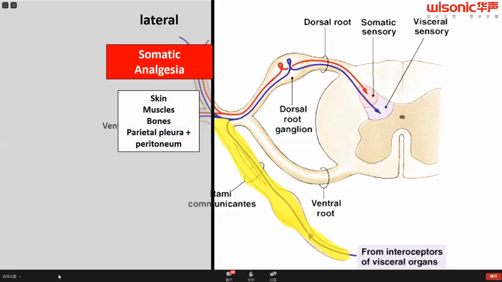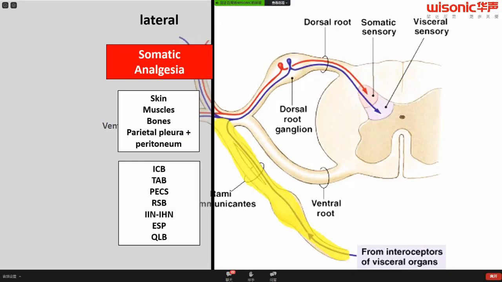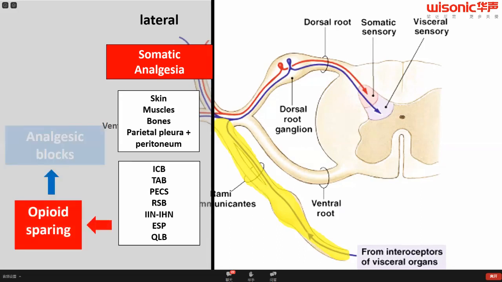That means that you have analgesia for skin, muscle, bones, and the parietal pleura and peritoneum. This can be achieved by the intercostal block, TAP blocks, PEC blocks, rectus sheath block, ilioinguinal, erector spinae, and quadratus lumborum blocks. When you do these blocks, you will have an opioid-sparing effect, so these are only analgesic blocks.